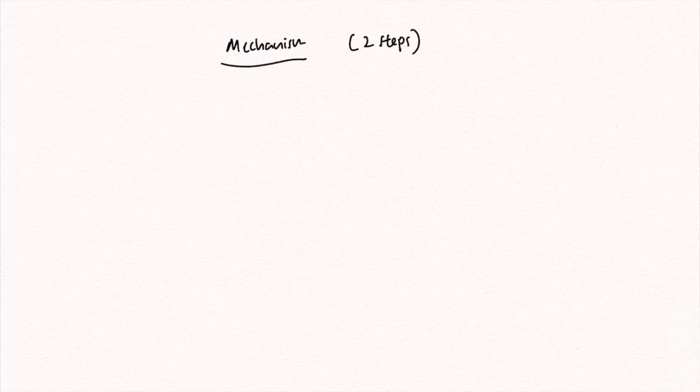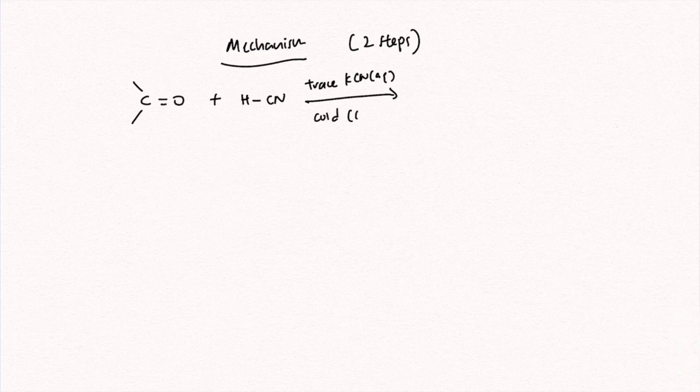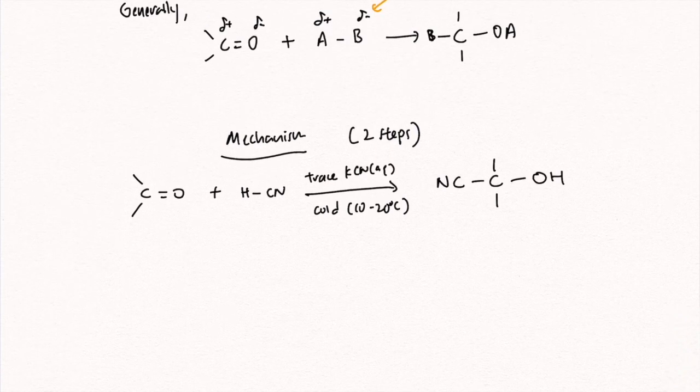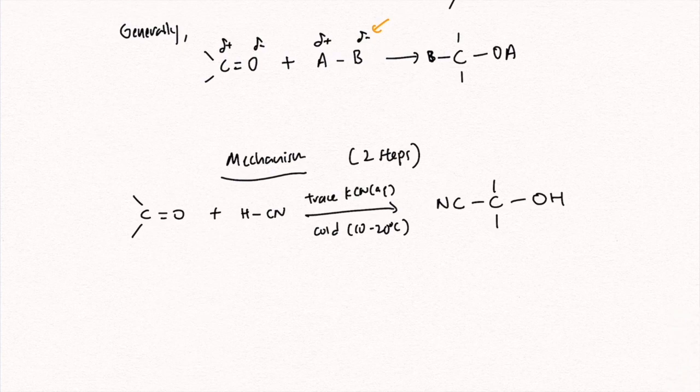One of the ways that nucleophilic addition can occur is when I add a carbonyl group, which can either be a ketone or aldehyde, to HCN in the presence of trace KCN, which is basically providing more CN- nucleophile, and cold conditions, about 10 to 20 degrees. We can produce the product cyanohydrin. The reason we use trace KCN is to increase the number of nucleophiles. HCN is a weak acid, and when it dissociates, it only produces a very small amount of CN- ions. Hence, KCN is the catalyst, and KCN, which dissociates in water, will be able to increase the amount of CN- ions, increasing the amount of nucleophiles.